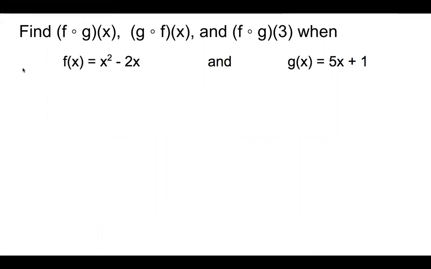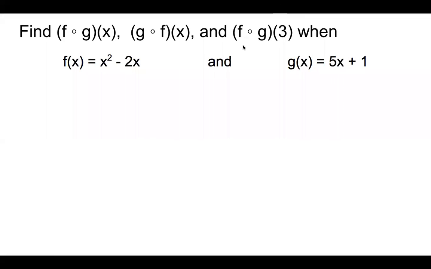Okay, here you see that it says find f of g of x. So that symbol there means you're doing a composition of functions. You're going to plug g into the f function. And we're also going to find g of f of x. And then finally, we're going to find f of g of 3. So I will go over all three of these scenarios with you in fine detail.